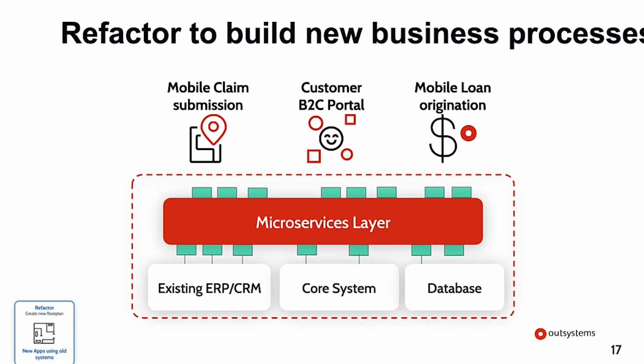The second piece is if I want to refactor. Refactoring is about building new business processes out, sort of from the ashes of your old system. And that is using OutSystems as a microservices layer and building a composable environment to build these apps different than what you've got today. And again, I'll go through a couple of these examples.